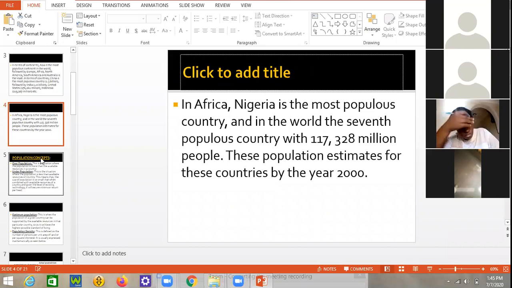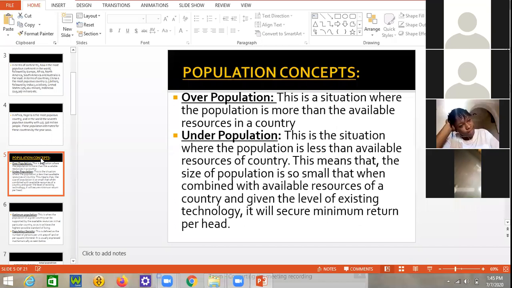It's all right. Now let's look at some population concepts. Number one, we have overpopulation. And what is overpopulation? This is a situation where the population is more than the available resources in the country. When the population of a country is more than the available resources, then overpopulation has set in.